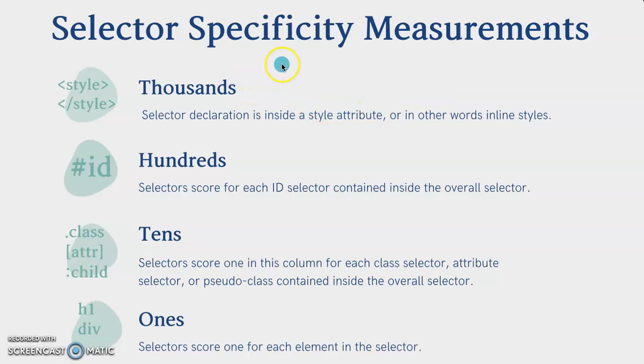Thousands are awarded to selector declarations inside a style attribute, or in other words, inline styles. Hundreds are awarded to selectors for each ID selector contained in the overall selector. Tens are scored for each class selector, attribute selector, and pseudo-class contained inside the overall selector. Ones. Selectors score a 1 for each element in the selector.